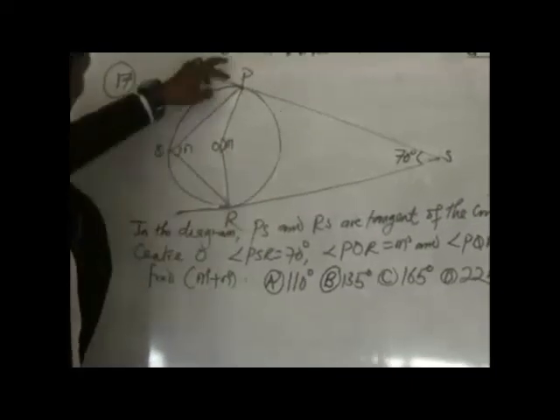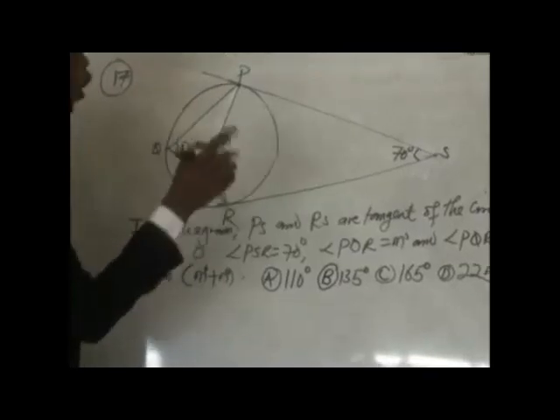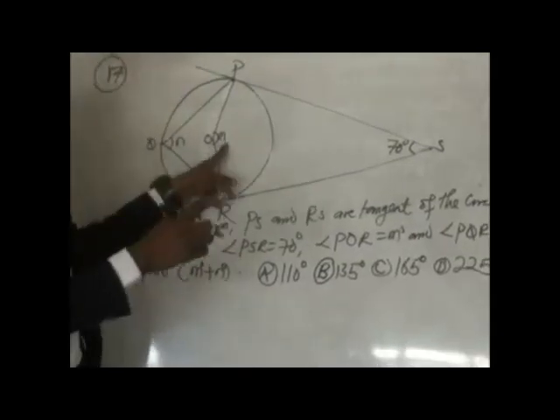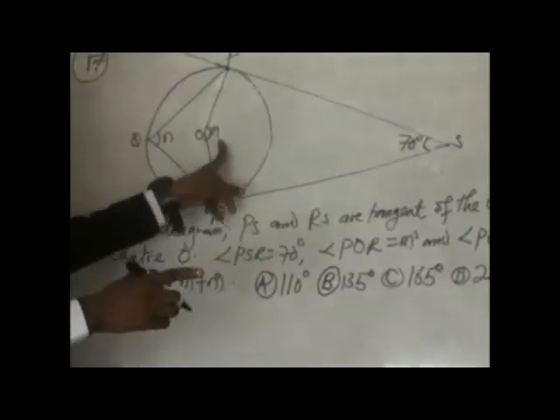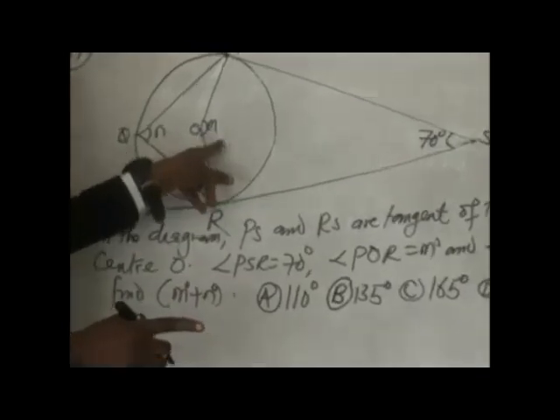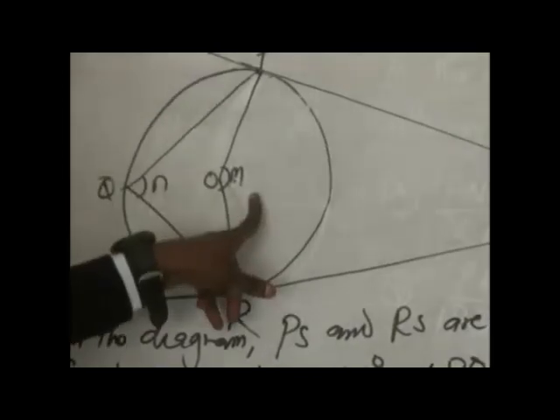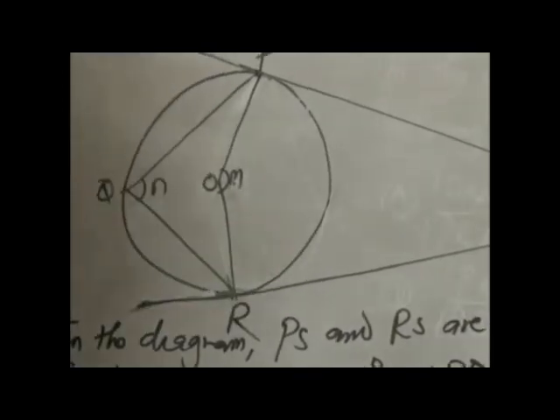This is 70. This is a tangent. There's a law that says the angle at the center of the circle is twice the angle at the circumference. So M is equal to 2N. So once I get the value of N, I multiply by 2 to get the value of M. Are you getting that? Now there's another law.